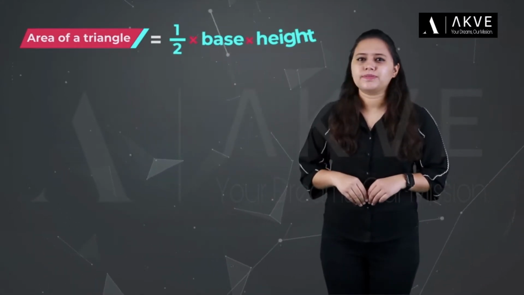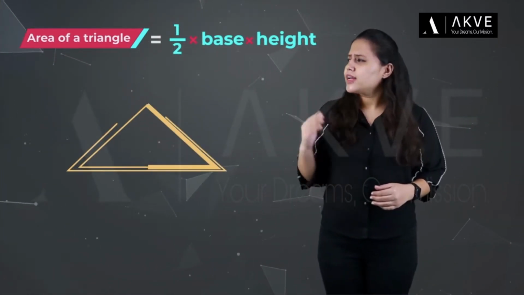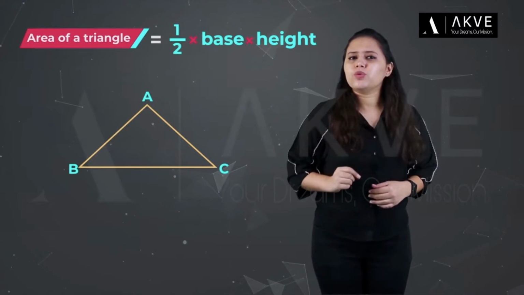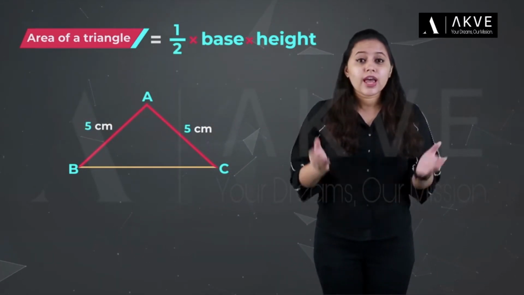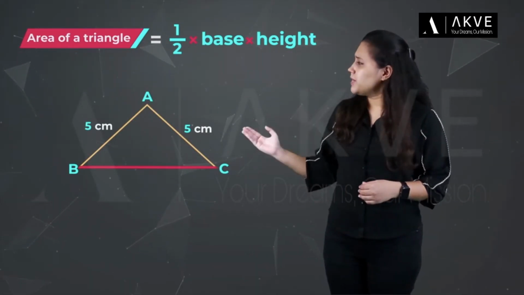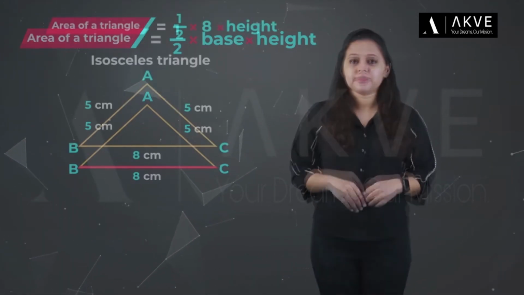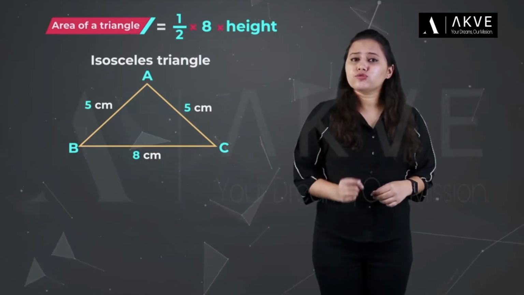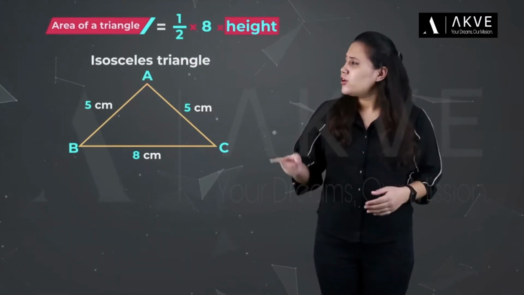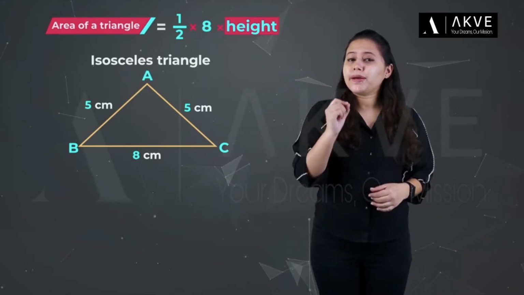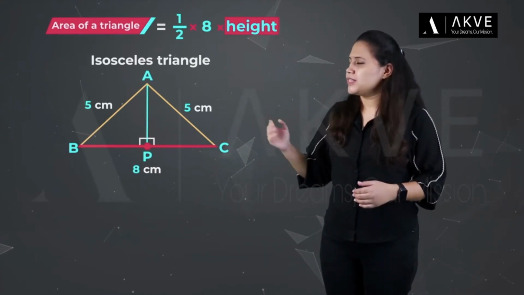Great. Now let's see if we can calculate the area of an isosceles triangle using this formula. Let's take a triangle ABC with two equal sides AB and AC as 5 centimeters each and an unequal side BC as 8 centimeters. Here again, we have to find the height of the triangle to find its area. For that, from A, we draw a perpendicular AP to the base BC.